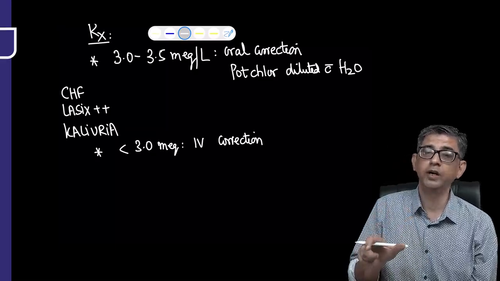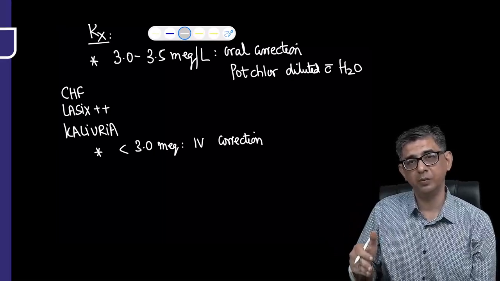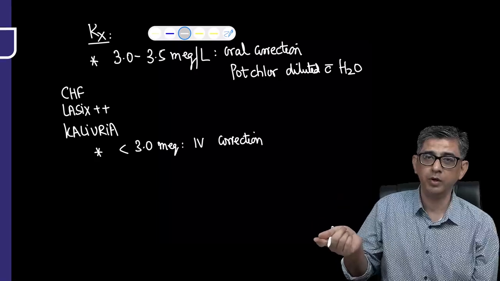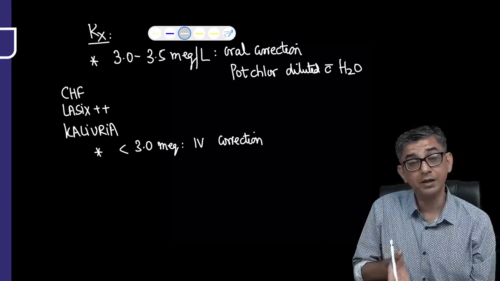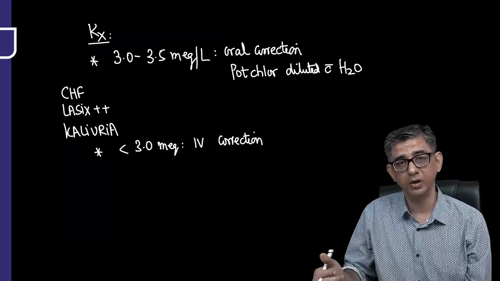So once I've upgraded from, let me say, 2 to 3 milliequivalents, then I'll stop the IV correction in the patient. And to increase from 3 to 3.5, assuming that by 3 the intestinal motility would be back to normal, I will then start oral potassium chloride in the patient.